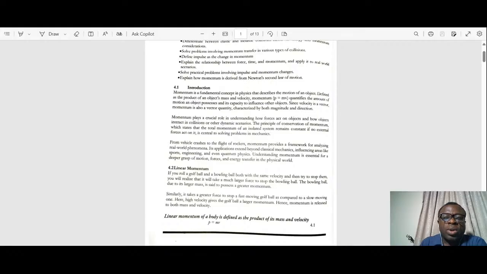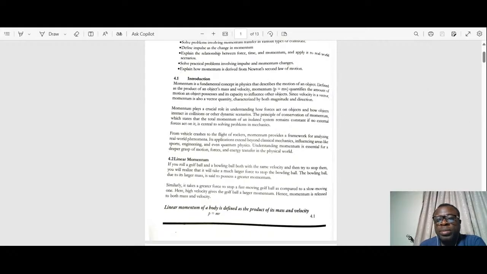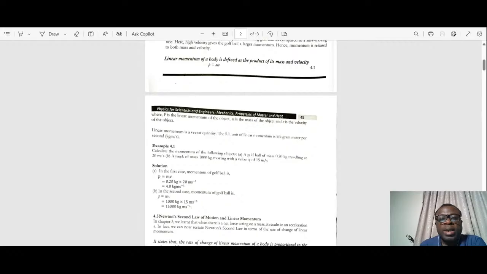So looking at this, we want to talk about linear momentum. From what we have discussed in the class, we know that linear momentum is the product of the mass and its velocity. As you can see, we have an example. Our interest here is the calculation. So look at example 4.1.